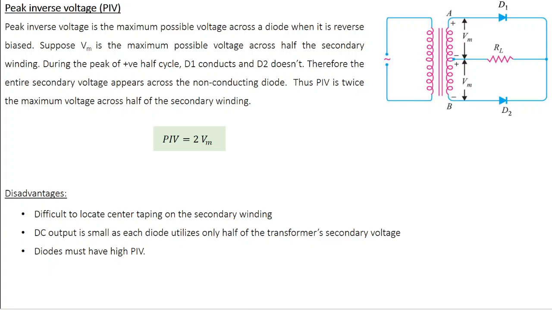Even though it has so many disadvantages, clearly it is much more efficient compared to a half wave rectifier. In the next class, we will derive an expression for the efficiency of a full wave rectifier, and from the values you can note that the efficiency of a full wave rectifier is almost twice that of a half wave rectifier. So with this, we will complete today's lecture.